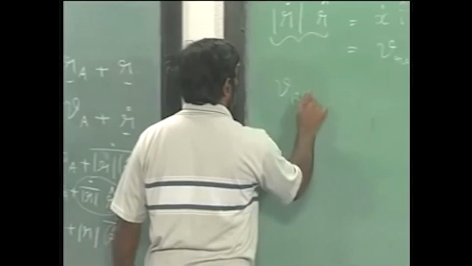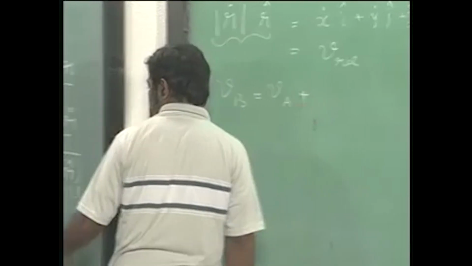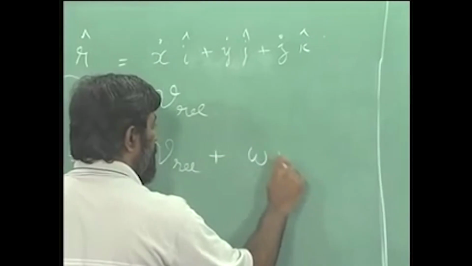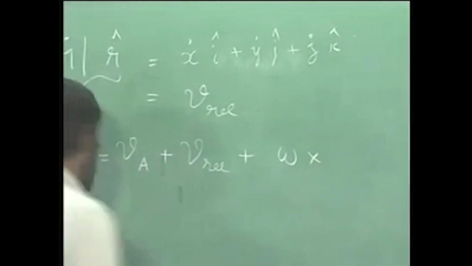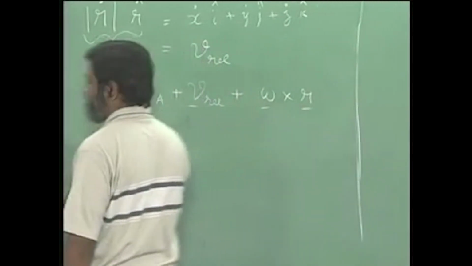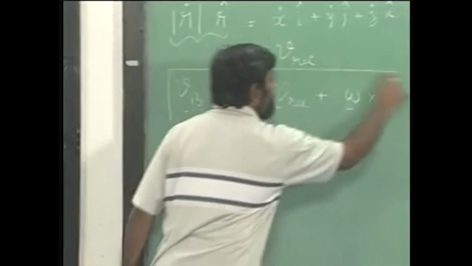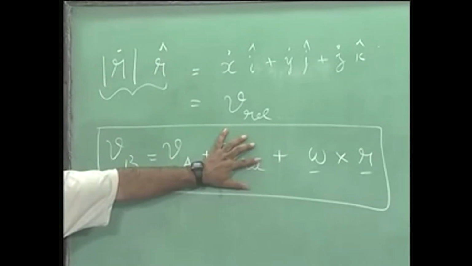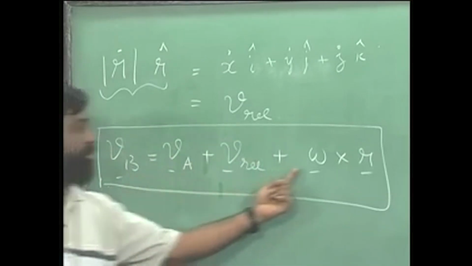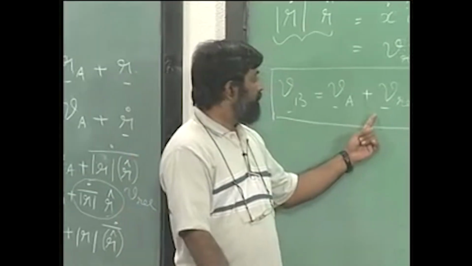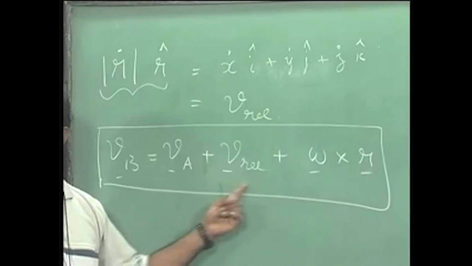So, using that I will get VB equals VA plus V relative plus omega cross R. That is it. As you can see, if I do not have this, it is nothing but Vb equals Va plus omega cross r, which is something that we already knew for a rigid body. What is added to that is V relative.